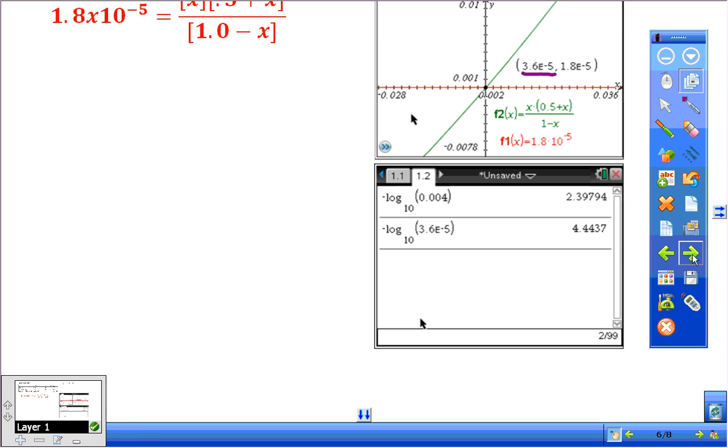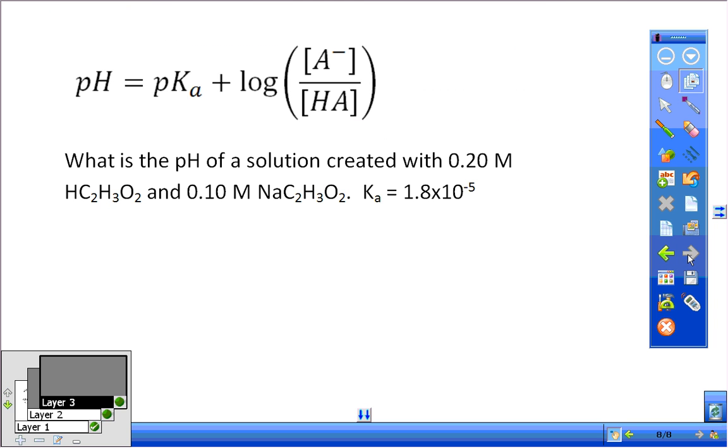Now, an easy way to get pHs from a Ka and concentrations is this thing called the Henderson-Hasselbalch equation. Basically what it says is that the pH of a solution is equal to the pKa, and we really haven't talked about this yet, but remember that pH is minus the log of the H plus, so pKa must be minus the log of the Ka. And then we take plus the log of the ratio of the conjugate. This little guy on top is actually the conjugate salt.